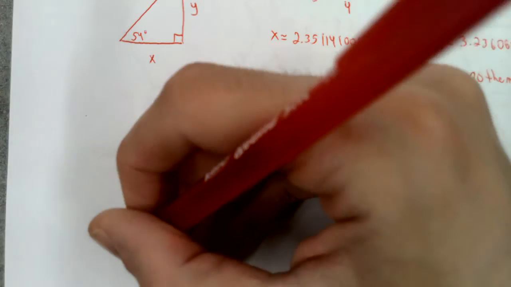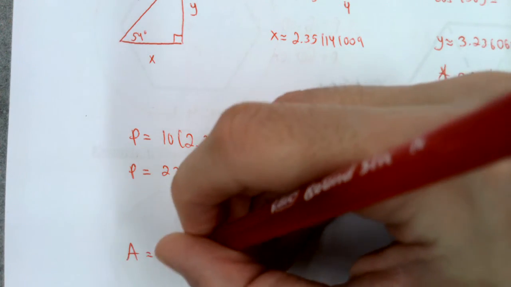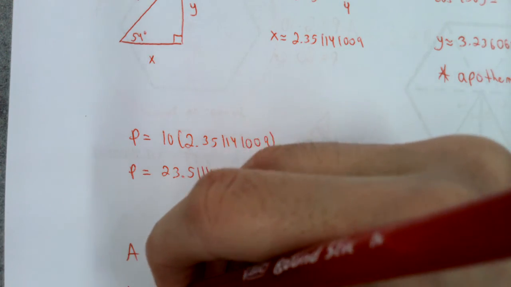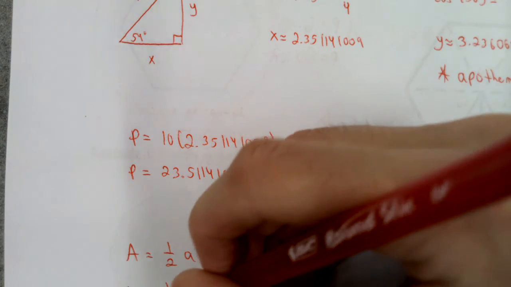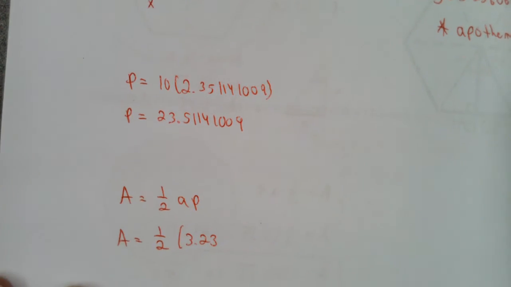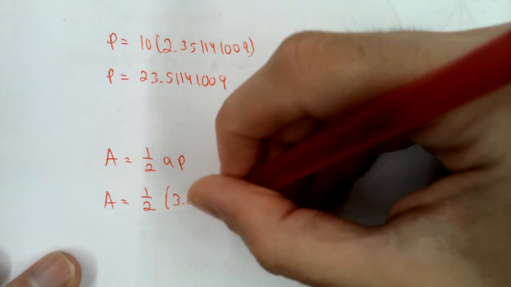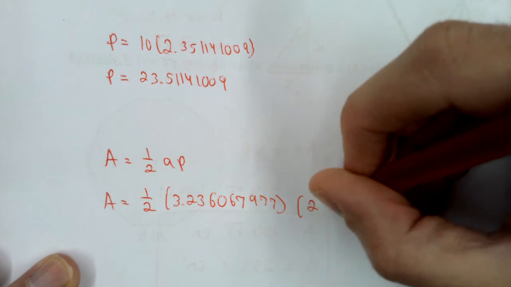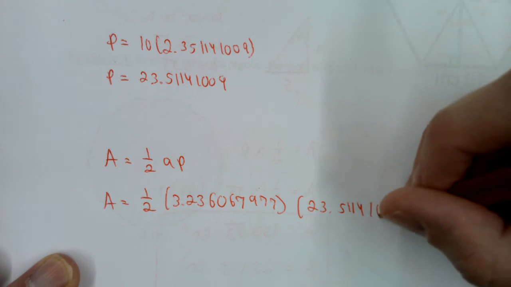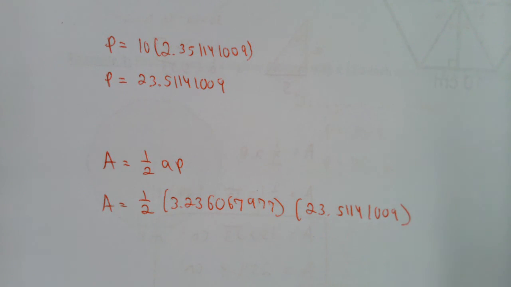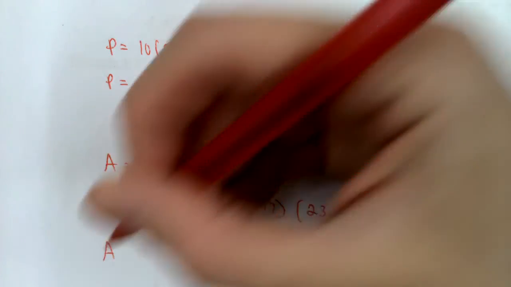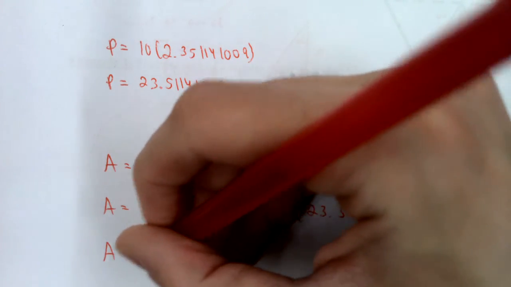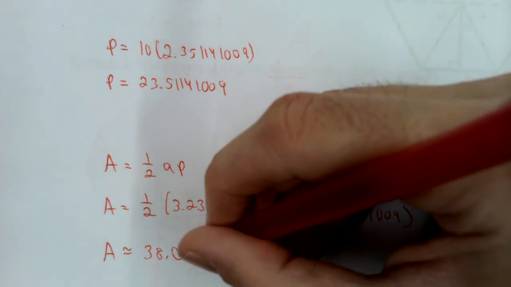Now let's get the final answer. Area equals 1/2 times the apothem times the perimeter. 1/2 times 3.236067977 times 23.51141009 gives 38.0 when you round it. It said round to the nearest tenth, so 38.0 units squared.